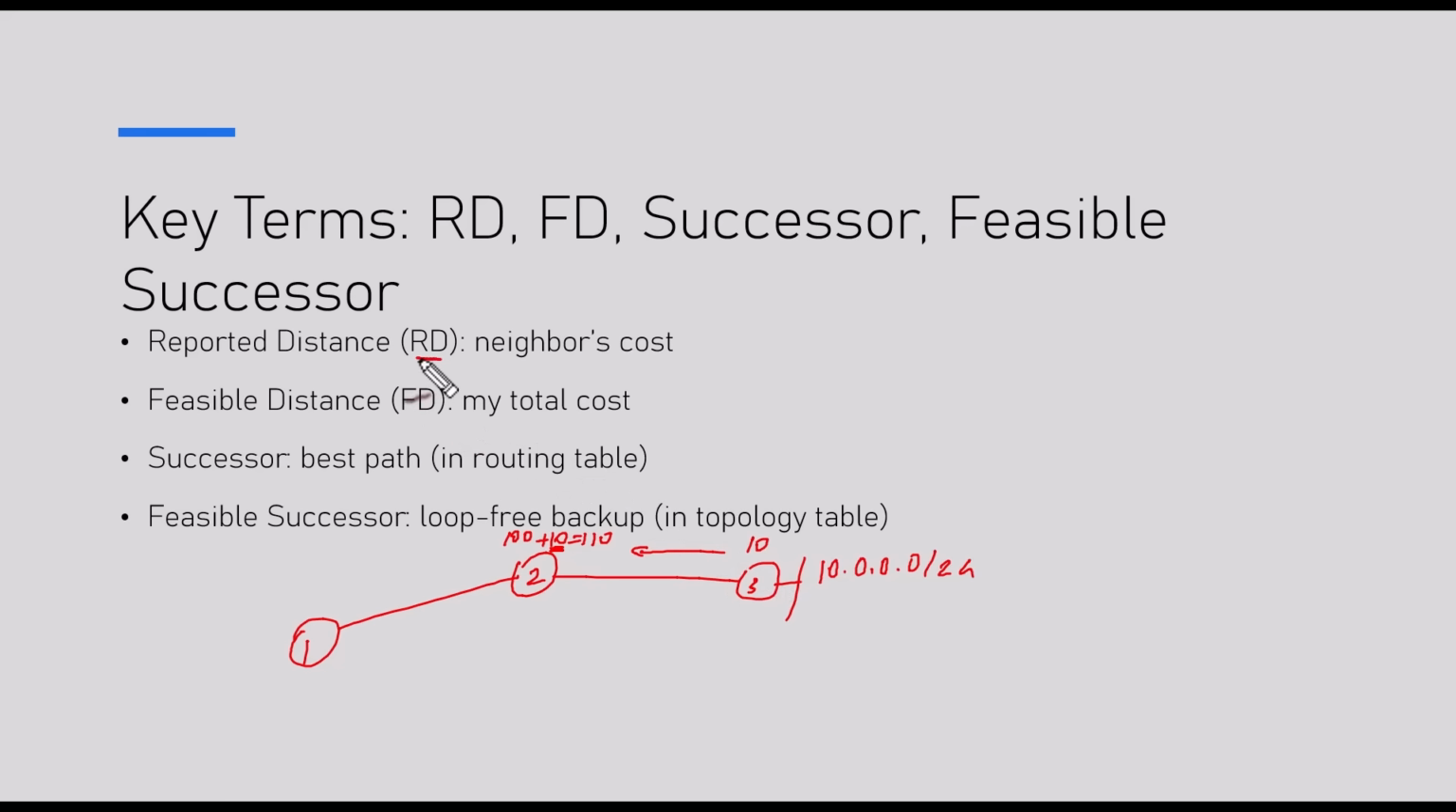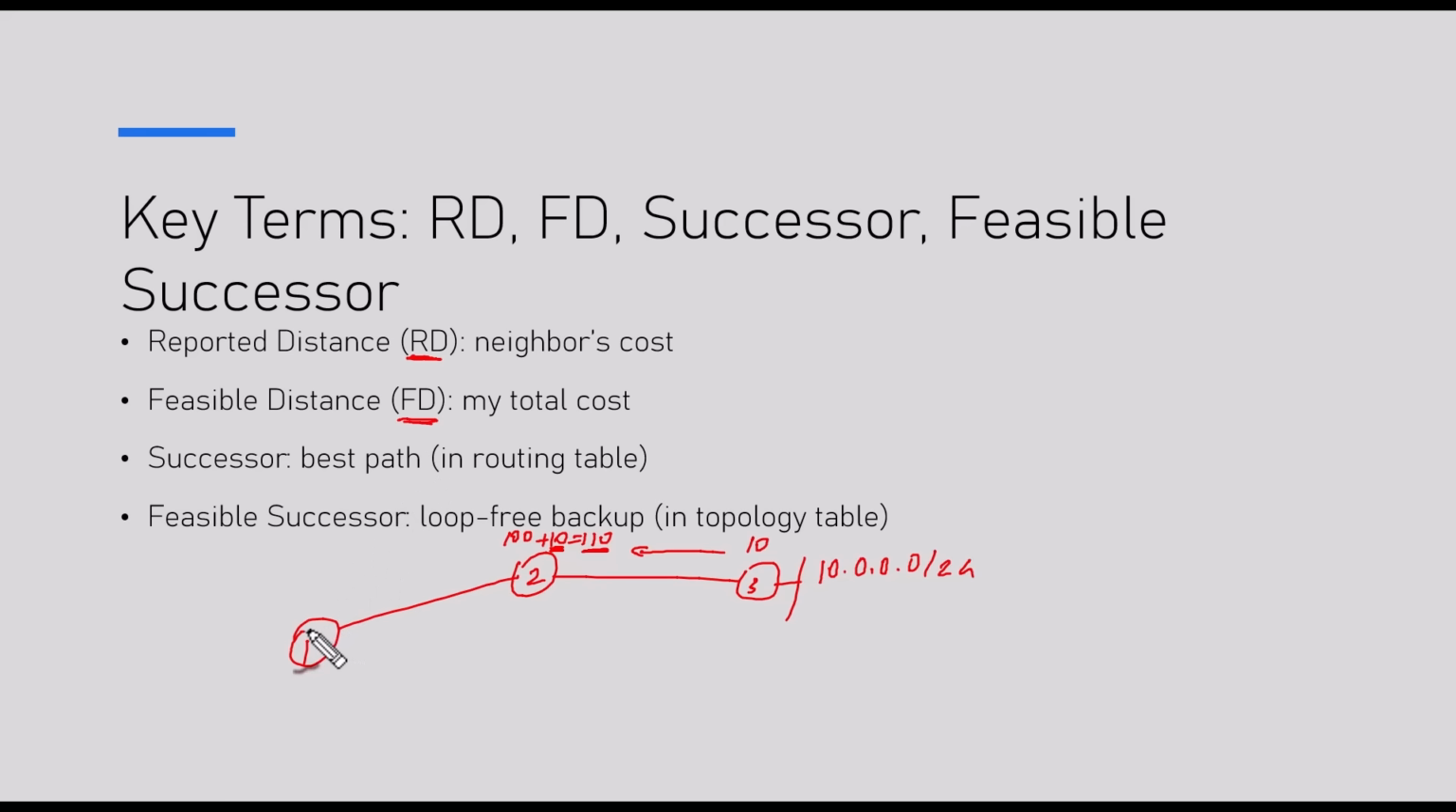That is called reported distance. What is the 100 that is here? My cost to reach router 3 is 100. So that's my cost from here to the neighbor. What is this 110? This 110 is my total cost. I'll call it a feasible distance. So two values are important. Reported distance is the value that my neighbor tells me, and I add it to my cost to the neighbor. That gives me the feasible distance.